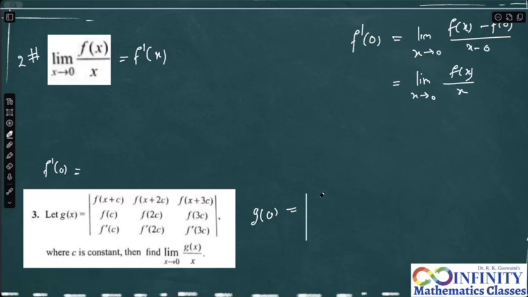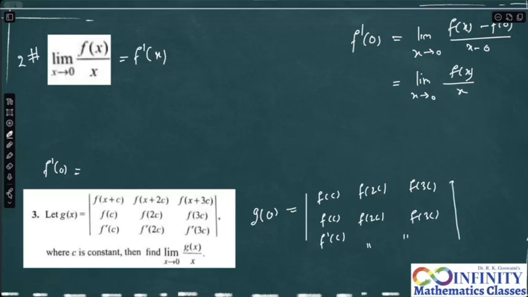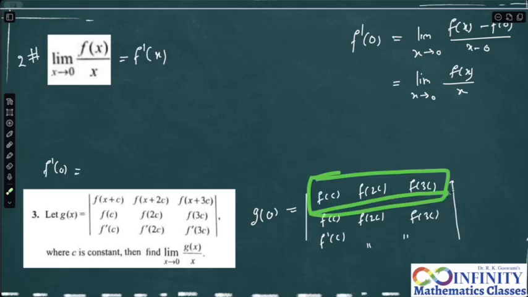g of 0 means f of c, f of 2c, f of 3c. Rest is going to be the same. What is the observation here? There are two identical rows basically, right? And whenever there are two identical rows or identical columns, the determinant is going to be 0.